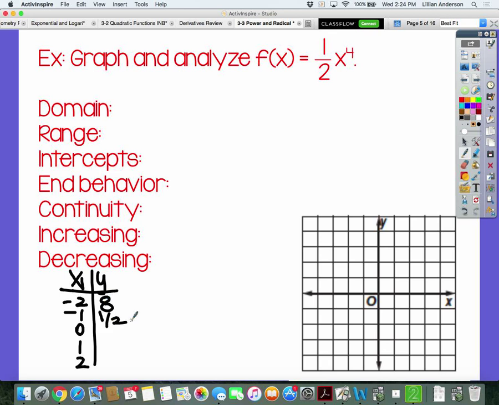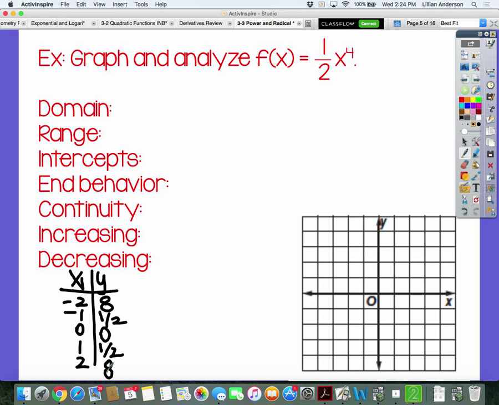What about 0? What's 0 raised to the 4th power? 0. Times 1/2? 0. Awesome. We plug in 1. Same thing. It's going to be 1/2. When we plug in 2, it's going to be 8.